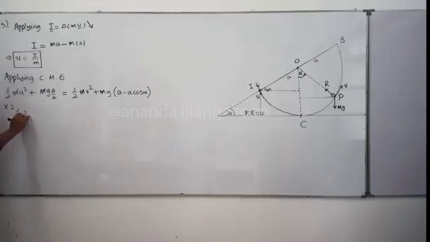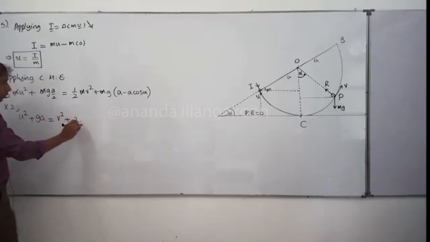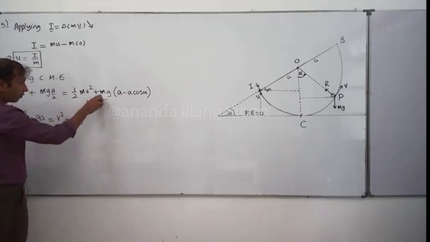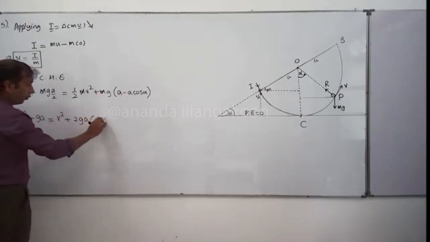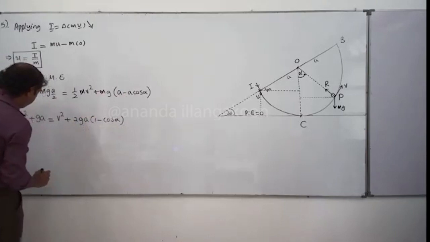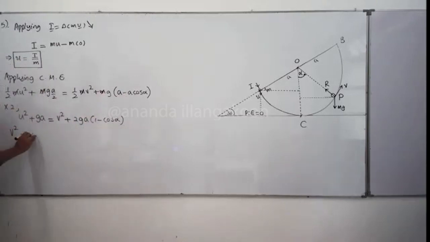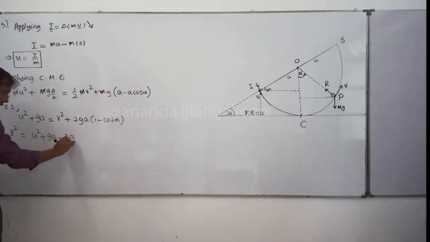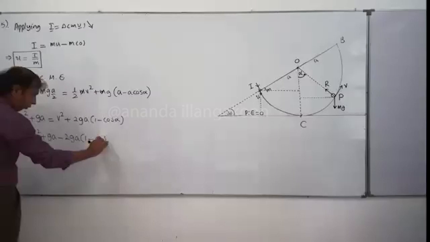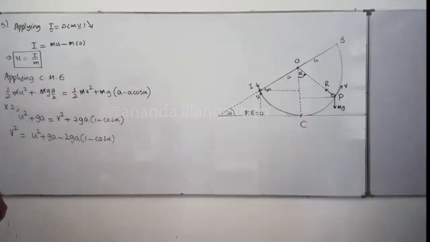Here, u square plus va equals v square plus, take this a out, we multiply by 2, 2ga(1 minus cos alpha). Now make v square the subject: u square plus ga, taking this side, minus 2ga(1 minus cos alpha). It asks us to find the velocity, no? That means the root of this.